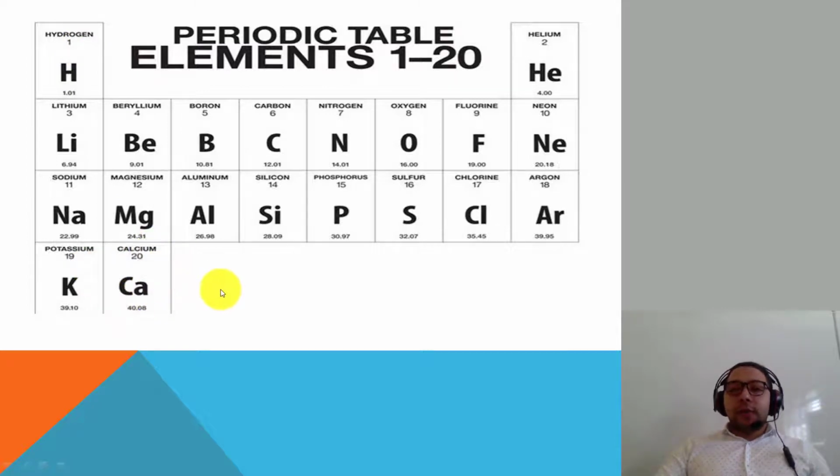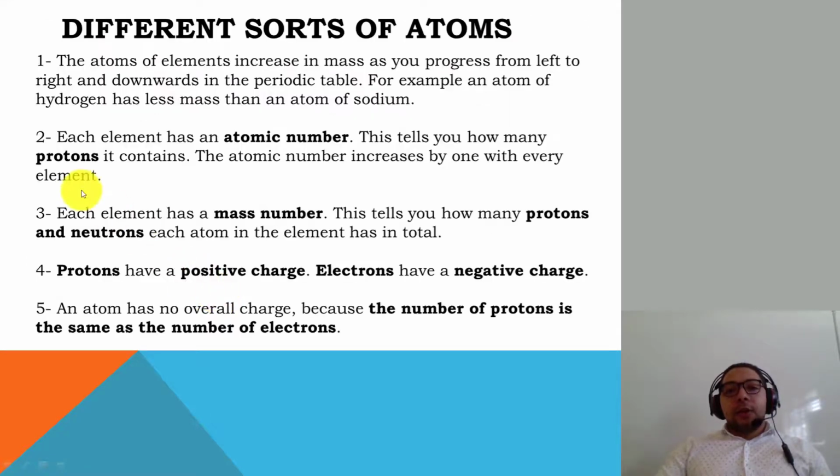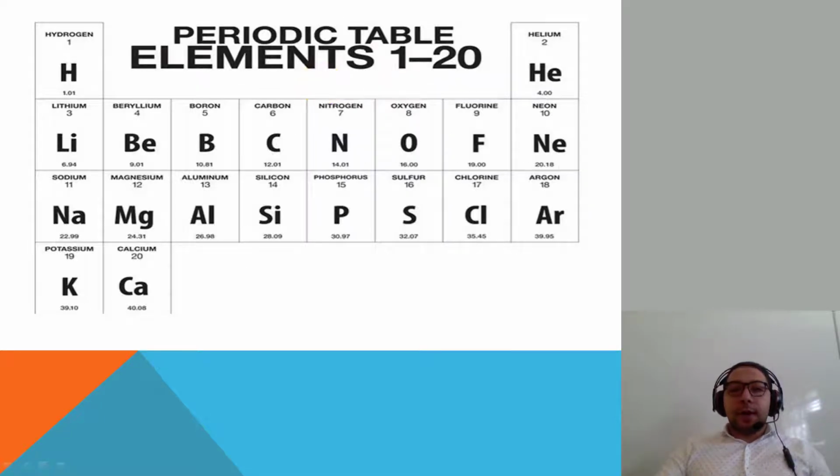When you go for the IGCSE, you're going to take the other parts of the periodic table and you're going to know the pattern in the periodic table as well. So let's start first with the different sorts of atoms. The atoms of elements increase in mass as you progress from left to right. I want to bring it back. As you can see, that's the atomic number as we have discussed, and the large number should be called the mass number.